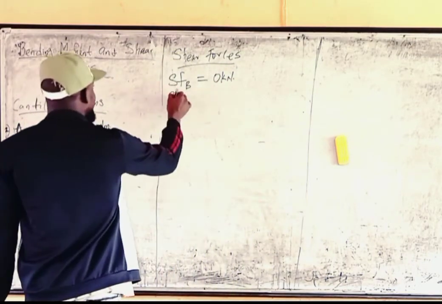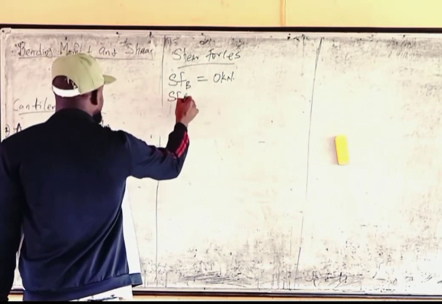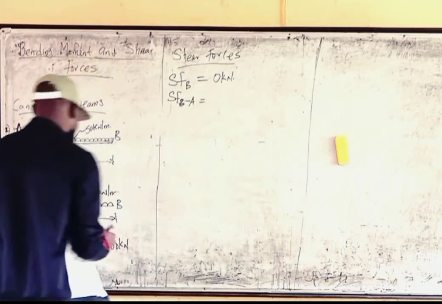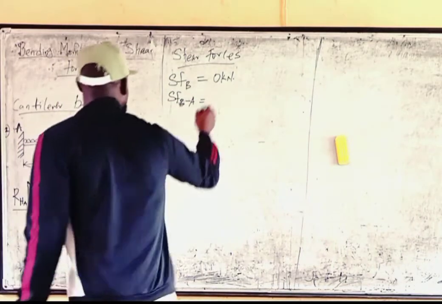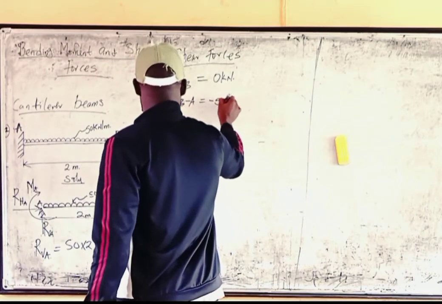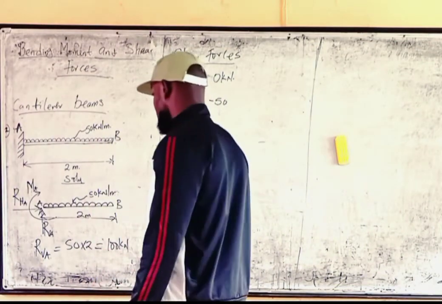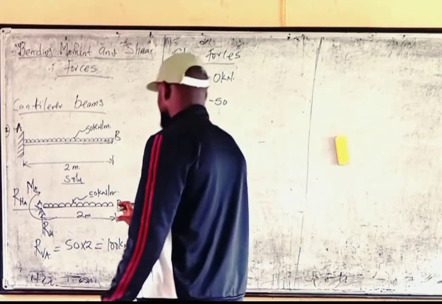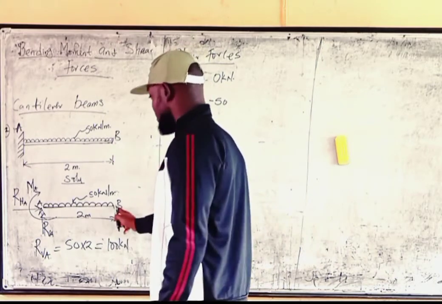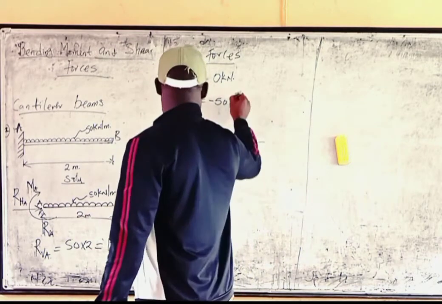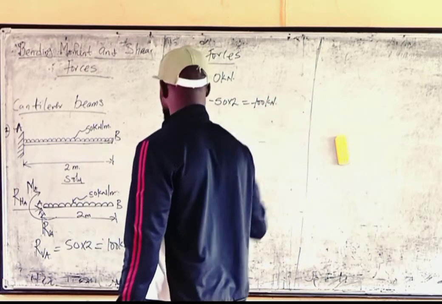Now, what about the shear force from B to A? What will be the shear force? The shear force will be minus 50. Since the load is coming down, when something is coming down, we take it as negative. So minus 50 times the span. What is the span from B to A? That is 2, so 2 times minus 50 will give us minus 100 kilonewtons. So that's what we're going to have.